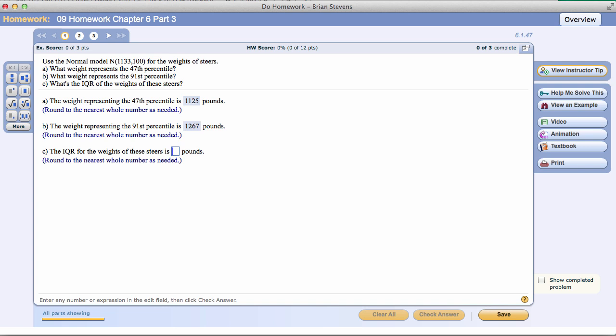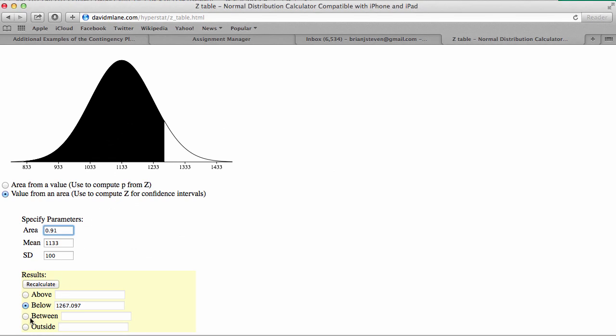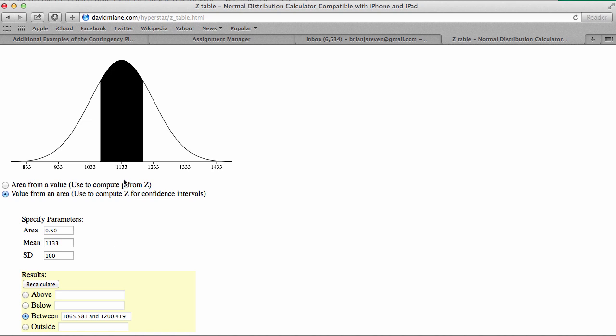Now the IQR can be a little tricky on this problem. This is the middle 50%, meaning we need to get the 25th and the 75th percentile and then subtract the two. So let's go ahead here. We can go to between and do the middle 50%. As you see here, let's make sure it changes. There we go. And as you see here, you always have to make sure you click away from it. If you type something in and don't click, it won't change. So after we click away, we have the middle 50%.